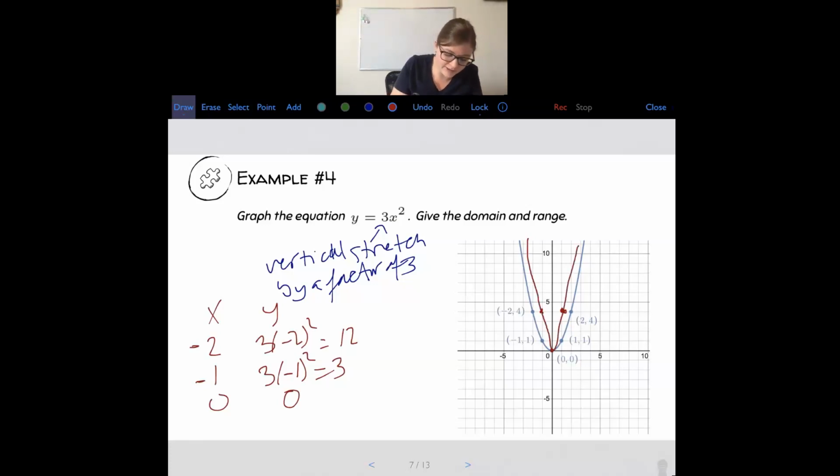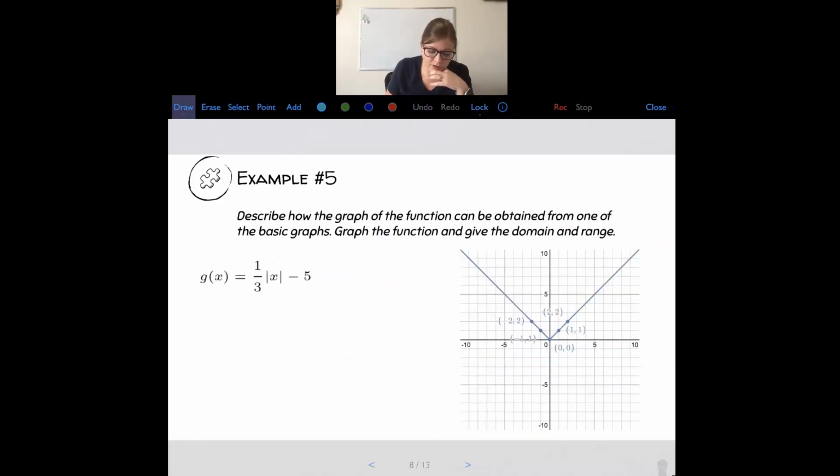The domain and range. Domain is our x values, which is going to keep going off, off, off. Okay, so our domain is negative infinity to infinity. And our range, our lowest y value is 0. That's included, so it gets a bracket all the way to infinity. Okay. Example 5, describe how the graph of the function can be obtained from one of the basic graphs. Graph the function and give the domain and range. So I have g of x is equal to 1/3 times the absolute value of x minus 5.